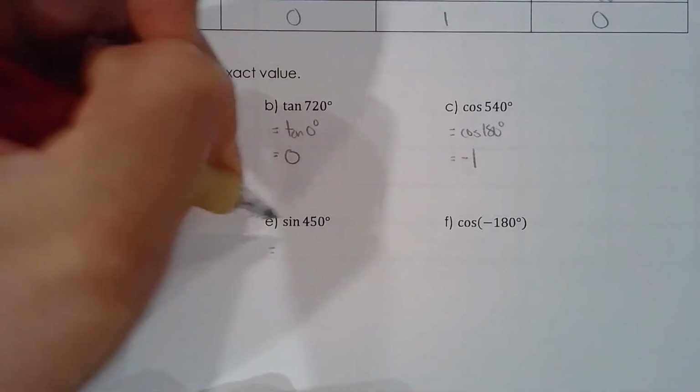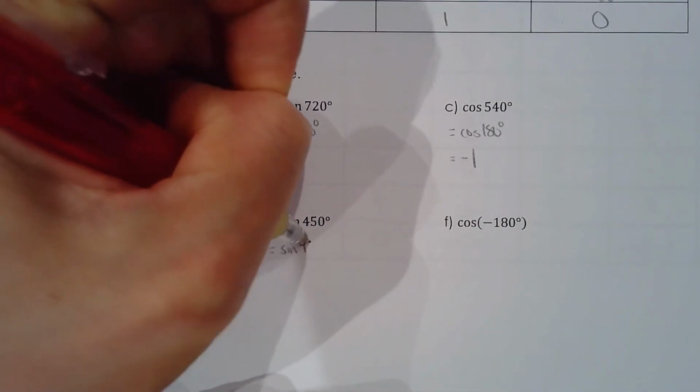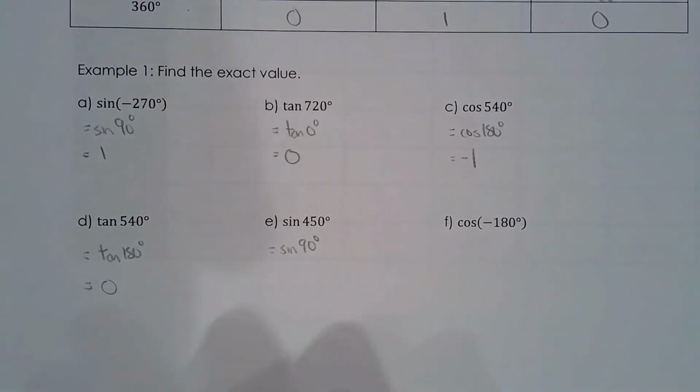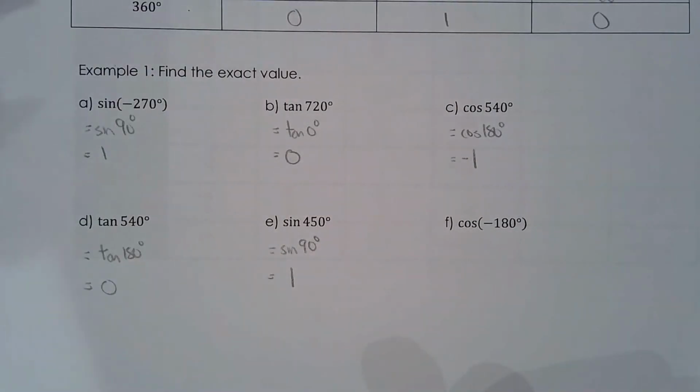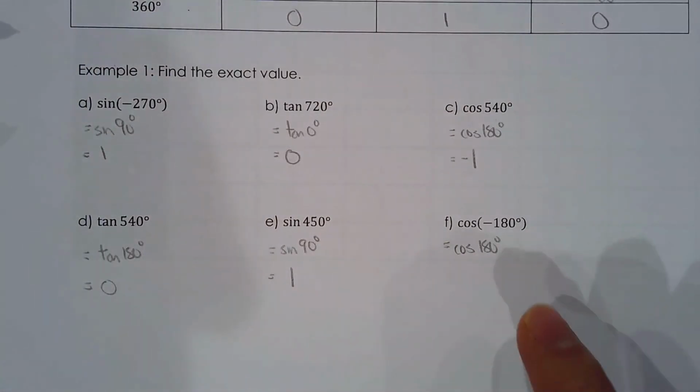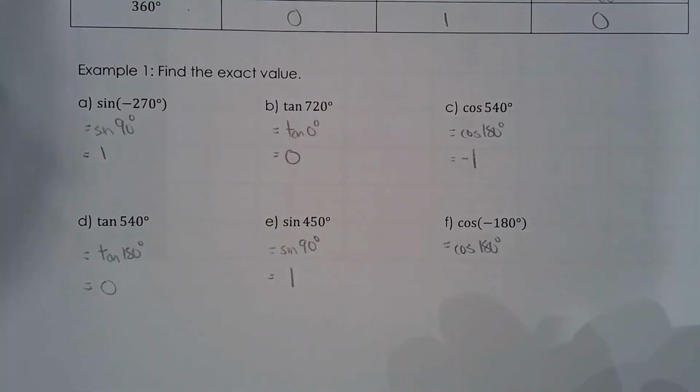Sine 450, what's coterminal to 450 and between 0 and 360 degrees? 90. Positive y-axis, we're looking at 1. Cosine -180, coterminal to that is 180 degrees. So we're looking at the negative x-axis again, -1.